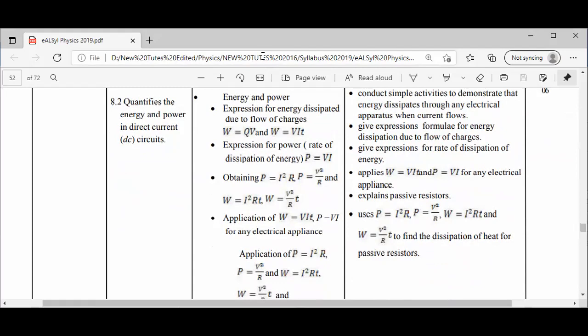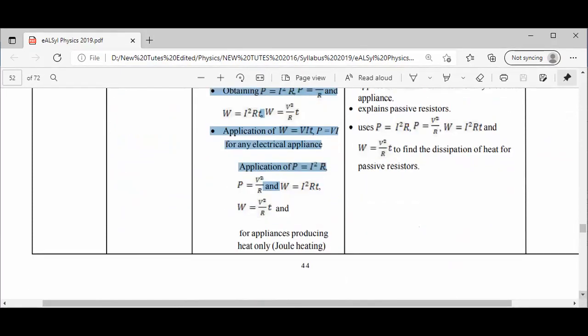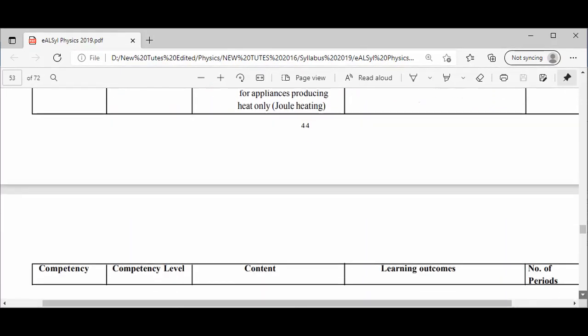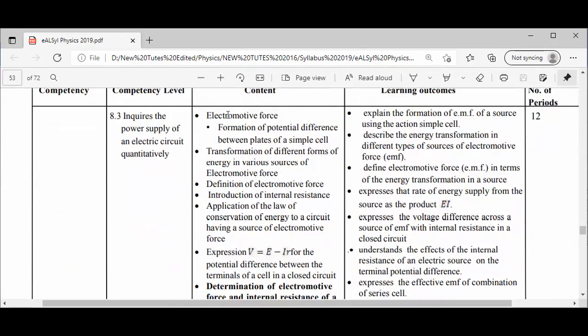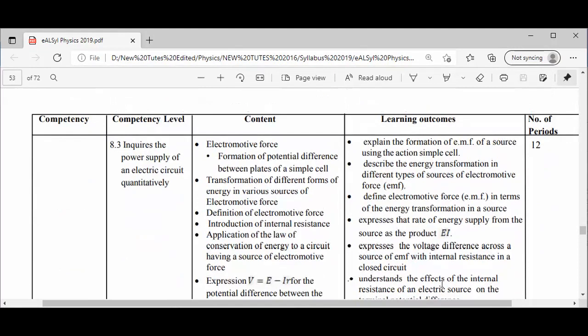Energy and power. I have to take electrical energy and electrical power. Expression for the energy dissipated, QV, VIT. We have obtained all of these equations. Right. So that part is completed. Electromotive force. I have explained what an electromotive force is. The electromotive force of a cell is the potential difference between the positive and negative terminals when no current flows through the battery or the cell.